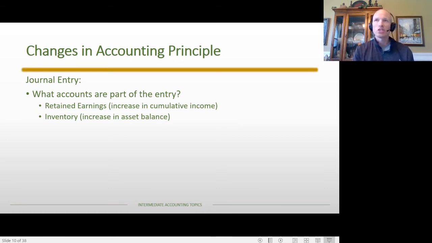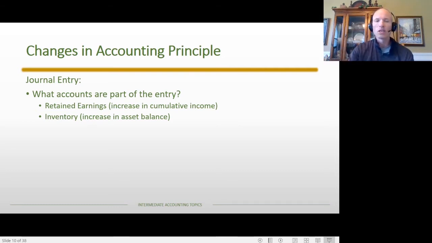If we had made this change, let's say partially through the year, then there could be some temporary accounts as well. I'm not going to have that for tests or anything like that, but I just want you to be aware that depending on when you make the change, there could be temporary accounts affected as well. But since we implemented the change at the beginning of a year, we don't have to worry about it. It's just going to be permanent accounts, and so those two permanent accounts are retained earnings and inventory.